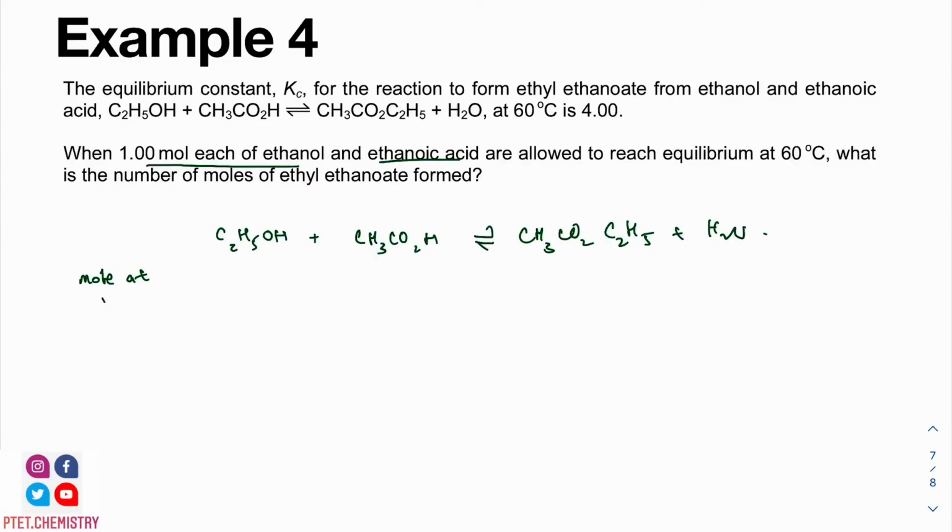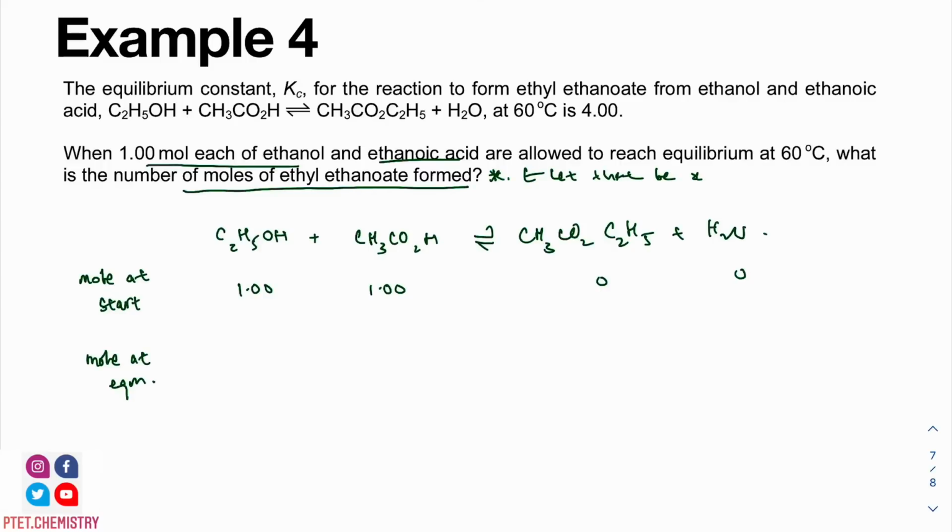Mole at start, or sometimes you can say initial mole at the start. You start with 1 mole, you don't have a product, okay? Then your mole at equilibrium. You want the mole of ethyl ethanoate formed. So let that be X. So what is X? X is the mole of ethyl ethanoate at equilibrium.